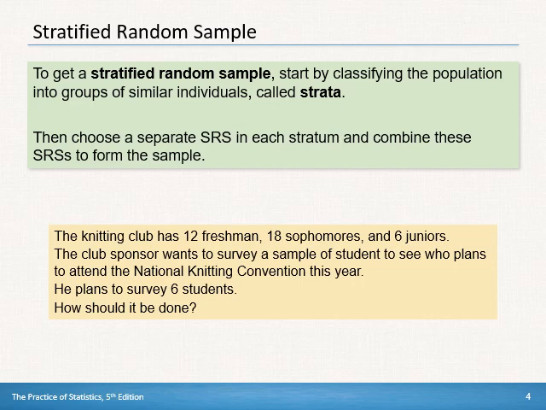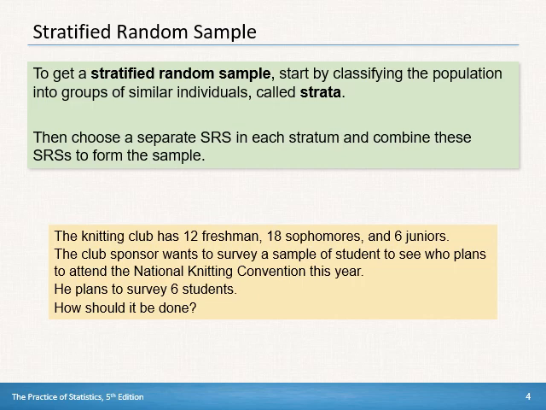And then if we look at freshmen, there's 12, right? So 12 is 2/6, or 1/3, of our population of 36 students. That means 1/3 of our sample should be freshmen. So we do an SRS. We choose 2 freshmen. That would be 1/3 of our sample size of 6. And so we do an SRS of just freshmen, and we choose 2 of them.